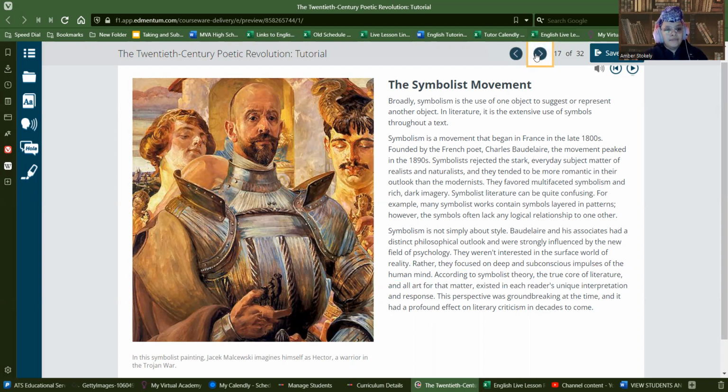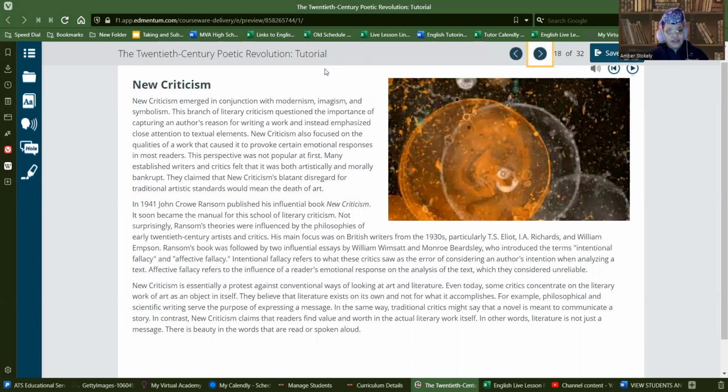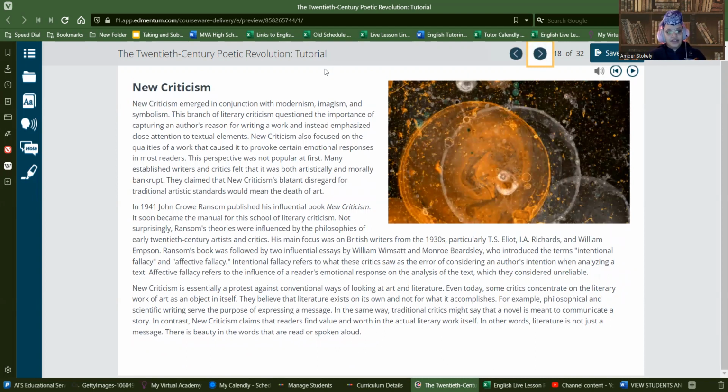Alrighty. And this is the last section, at least so far as the modern movements go. We got a little bit more to go through in this tutorial, but we'll try to get through it.